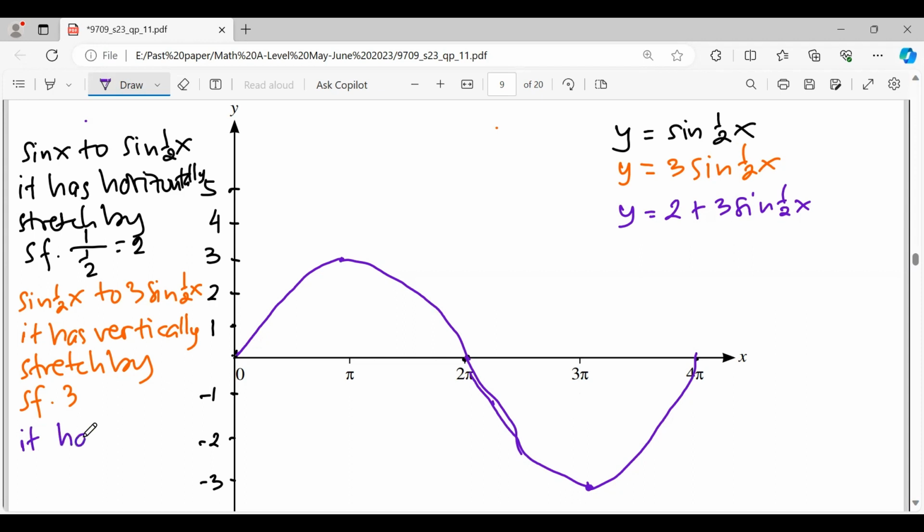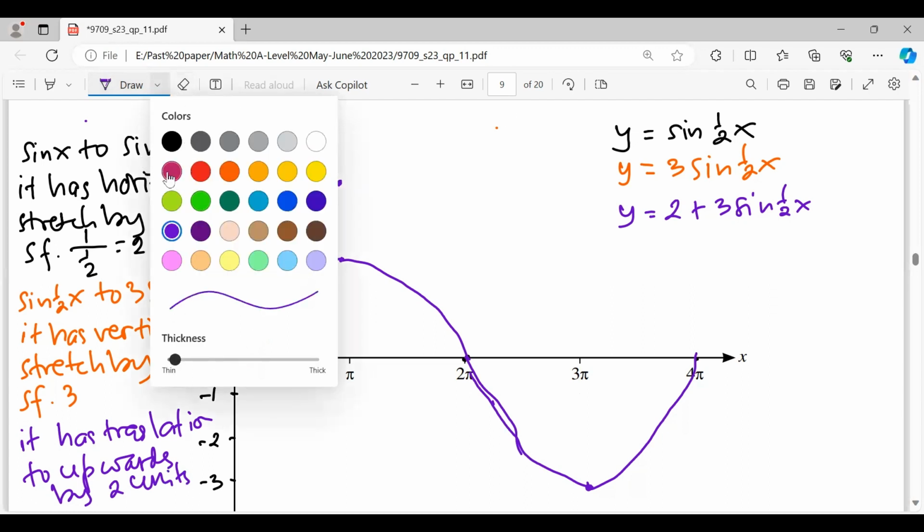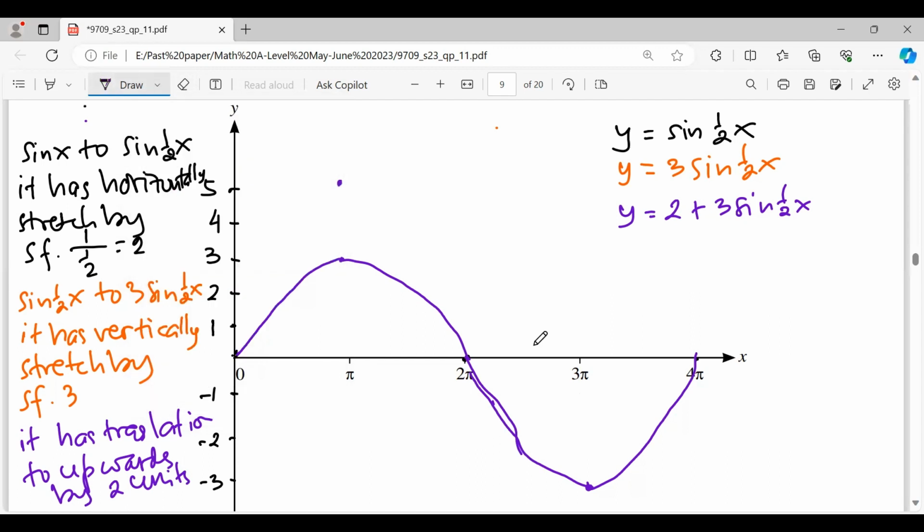It has a translation 2 upwards by 2 units. It means the maximum point from 3 becomes positive 5. I'm going to change this, and as well this one. The minimum point becomes negative 1 here.